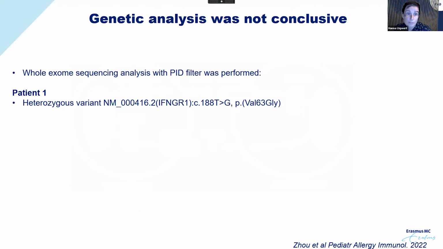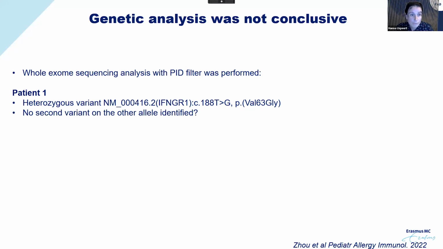In the first patient, a heterozygous variant was identified in the interferon gamma receptor 1 gene. This was a known pathogenic variant, so that could make sense. Only we expected an autosomal recessive disorder, and actually there was no second variant on the other allele identified. So then we wondered: is there a true defect in this gene, and should we perform additional molecular analysis?